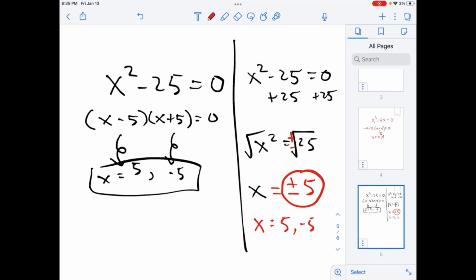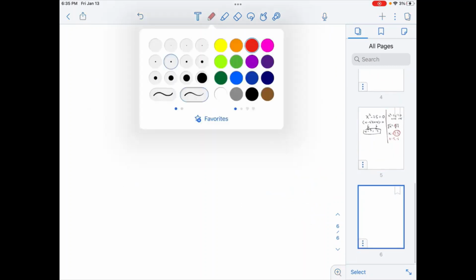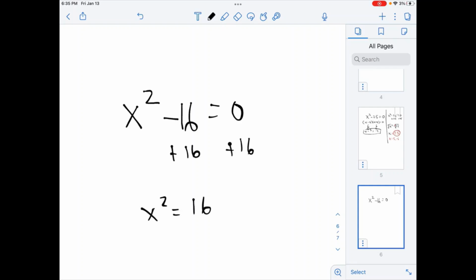Okay, let's go ahead and do this one on your own. x squared minus 16 equals 0. Okay, so probably the easiest thing to do here is to add 16 to both sides. x squared equals 16. Take the square root, but remember it's a plus minus. So you get x equals plus minus 4.